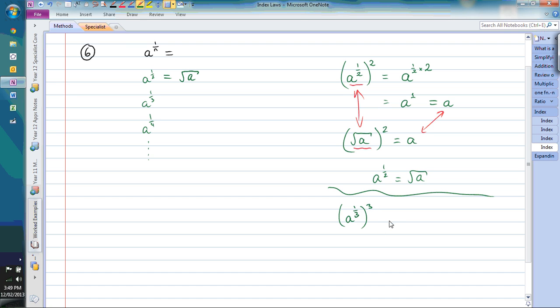And I'm going to cube this one. Now my index laws again: here's something raised to a power, raised to another power. That's like a to the power of a third times 3. A third times 3 is just 1. I'm back at a again. Now, we didn't do this as a law, but this is also true. Cubing is the opposite of the cube root, so that tells us that a to the third is the same as the cube root of a.